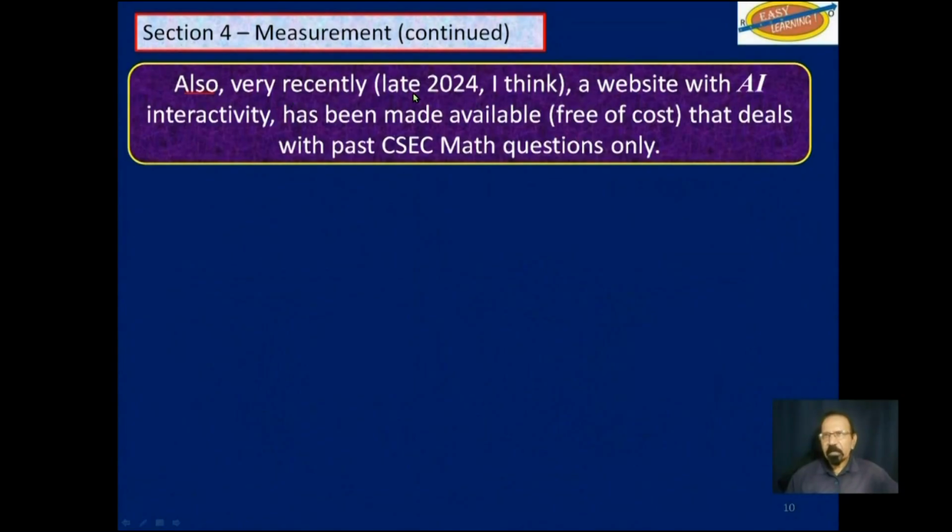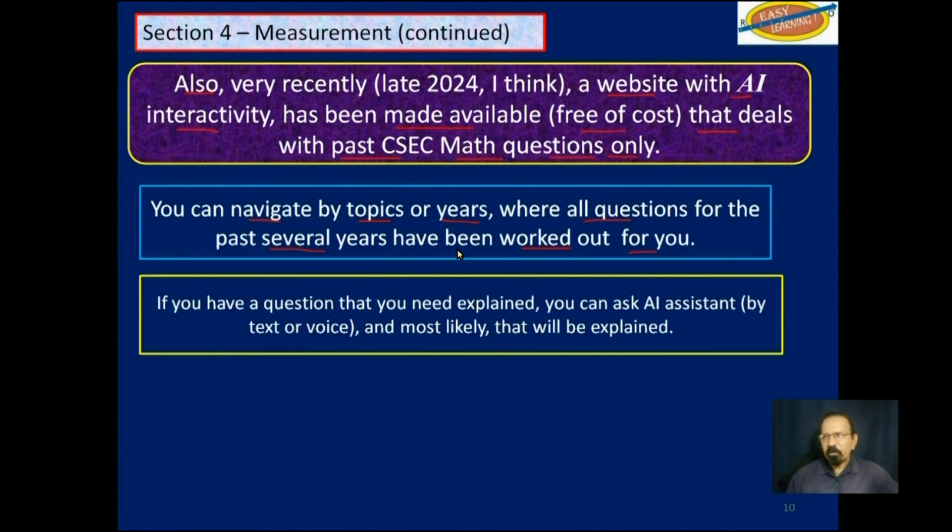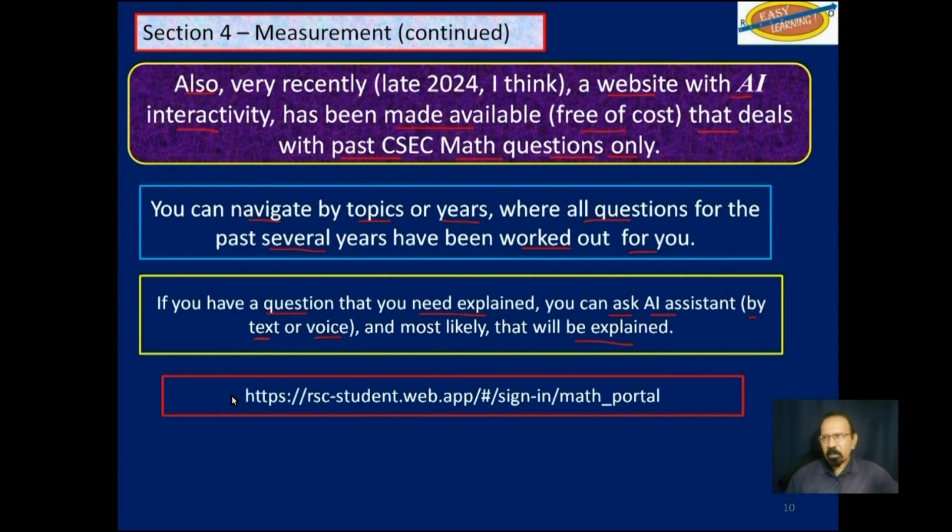Also, very recently, a website with AI interactivity has been made available free of cost that deals with past CSEC math questions only from paper 2. You can navigate by topics or years, where all questions for the past several years have been worked out for you. If you still have a question that you need explained, you can ask the AI assistant either by text or voice, and most likely that will be explained. This is the URL.